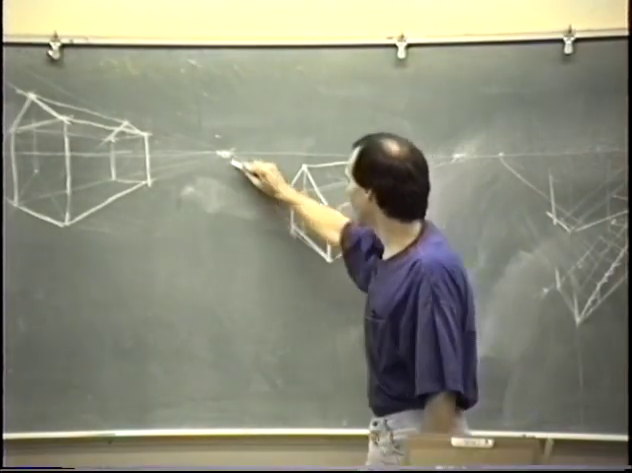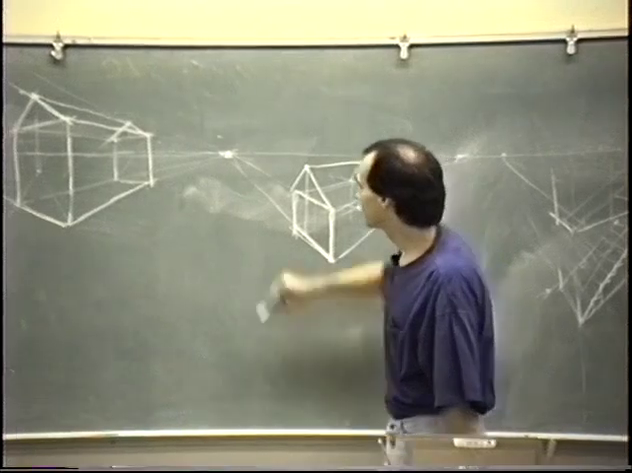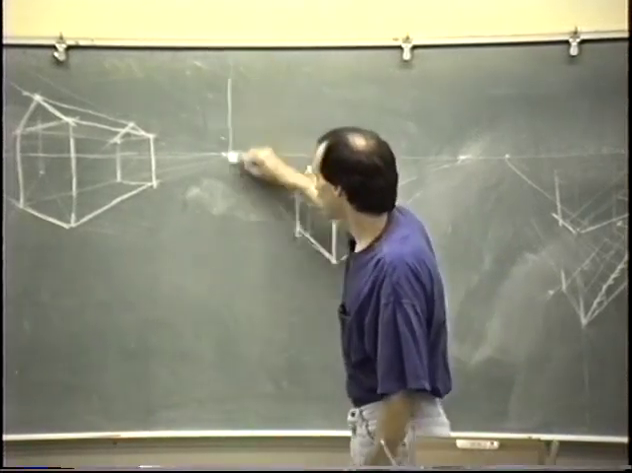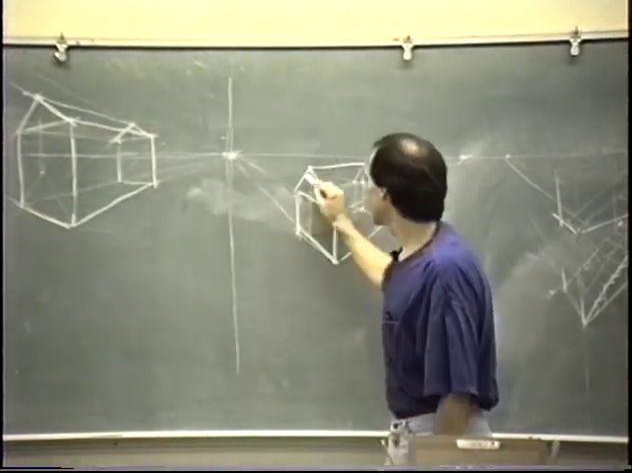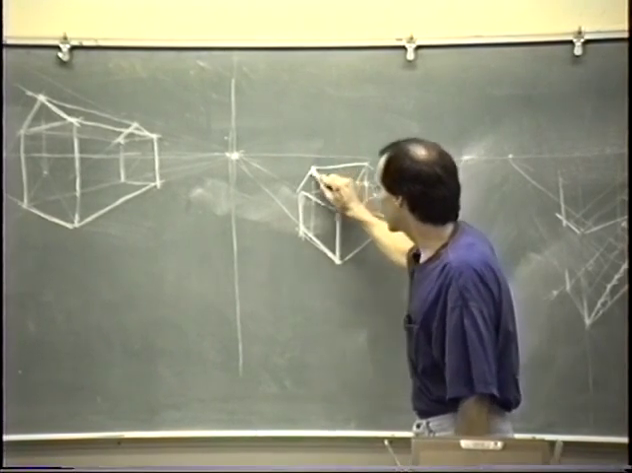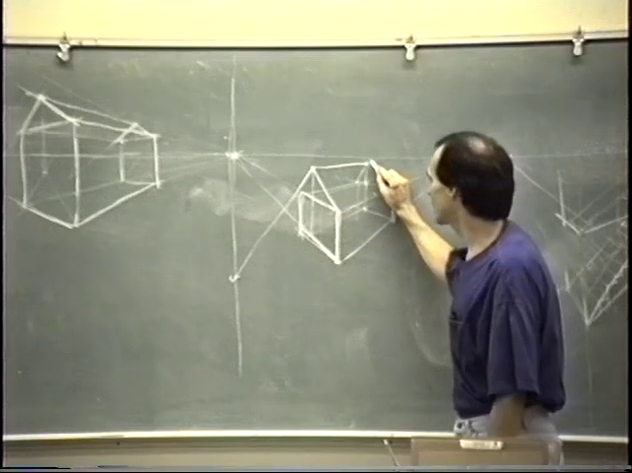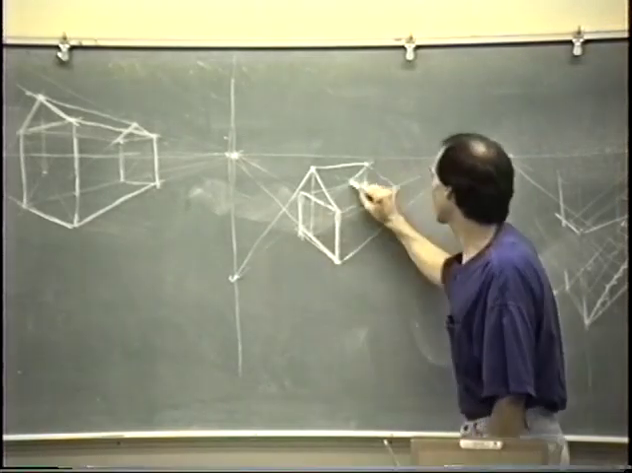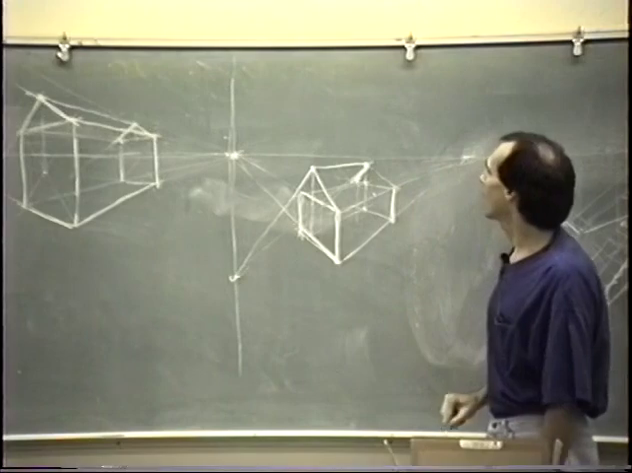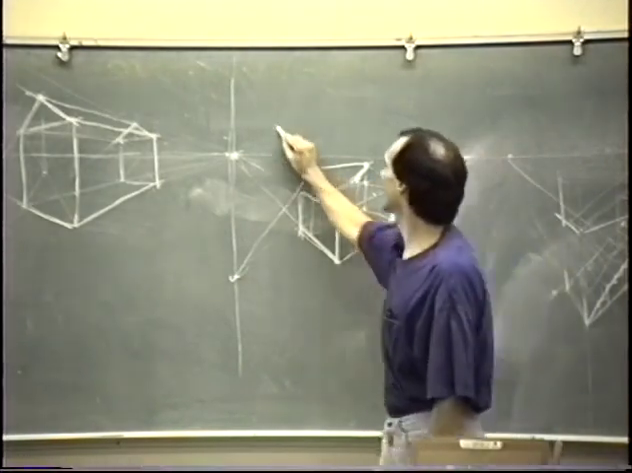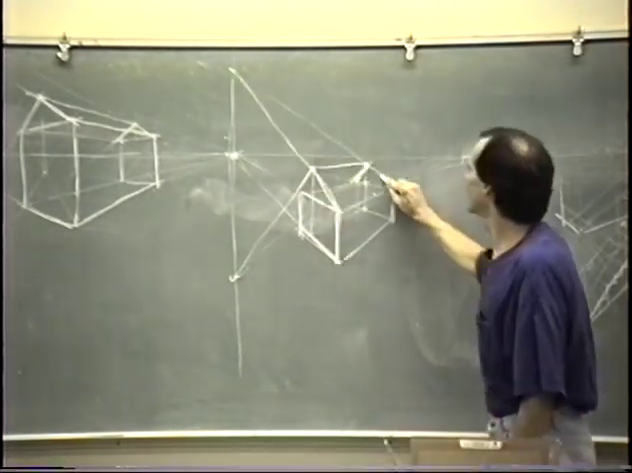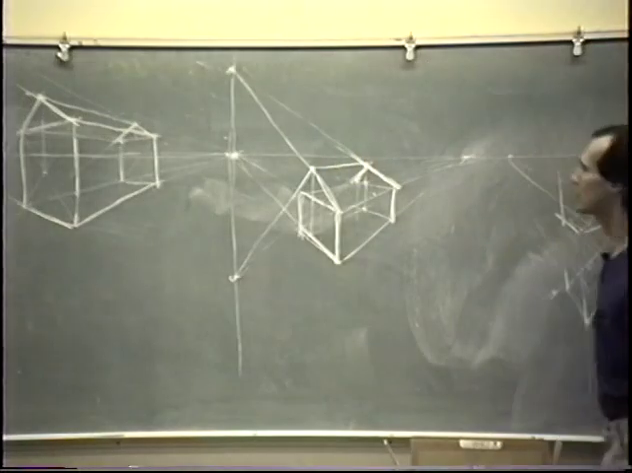So let's try it on this one. We've got level, and we know it lands right there. If this is going down, what about this one? We've got to correct it now. I was not accurate enough. This is going up. They've got new vanishing points.